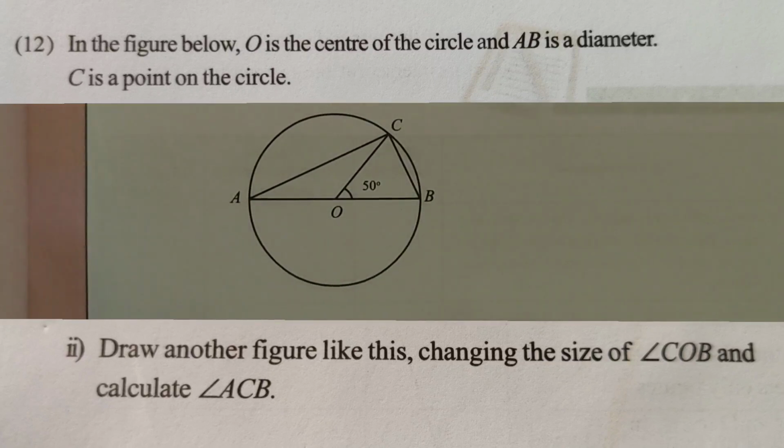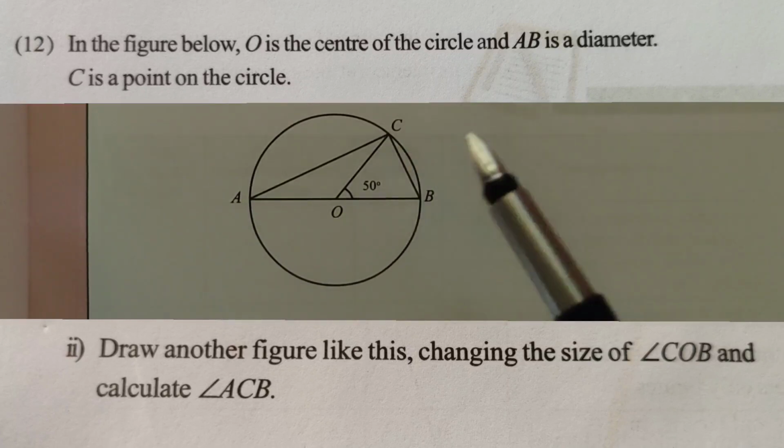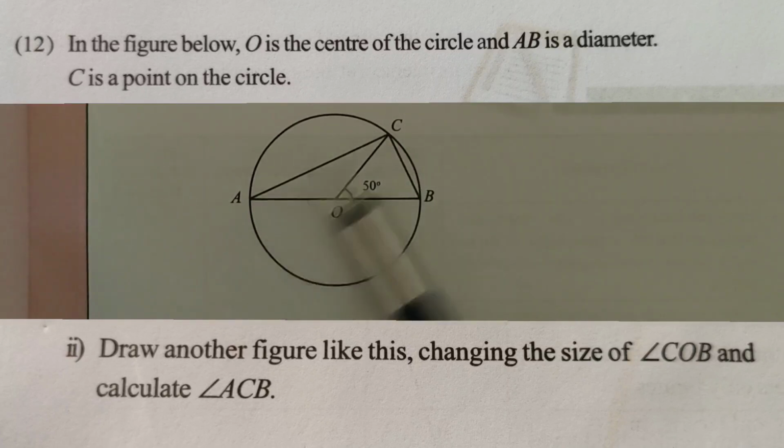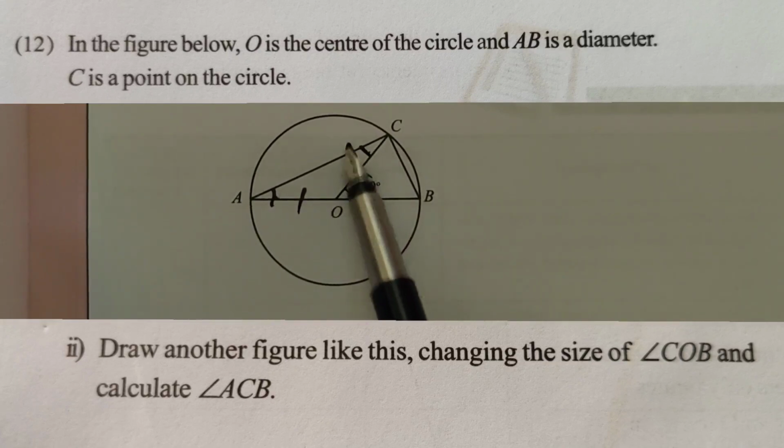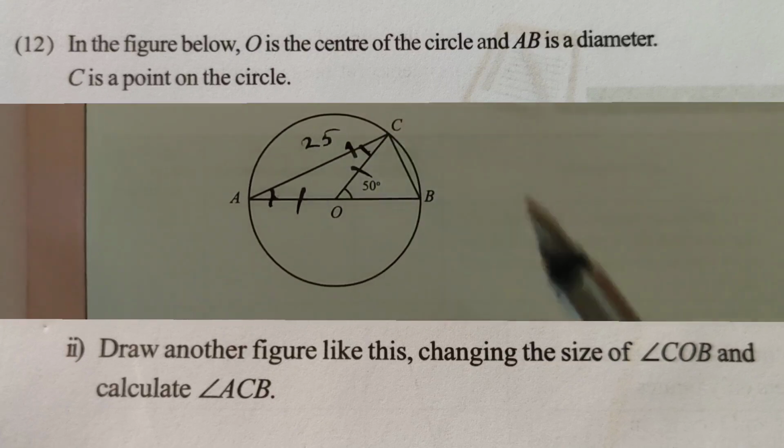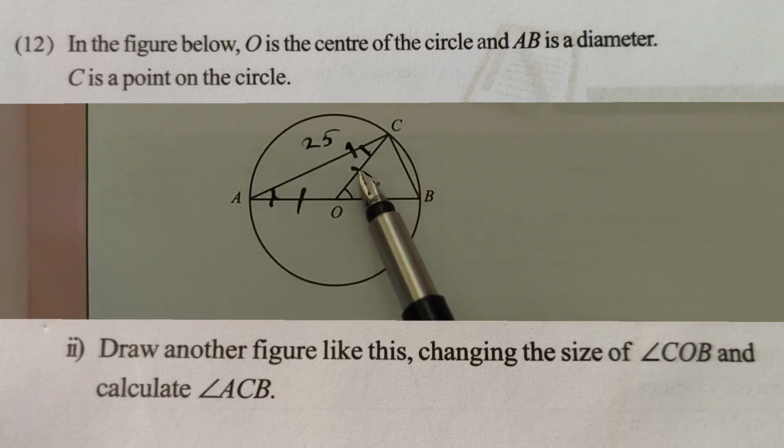Next figure. In the figure below, O is a center of circle and AB is a diameter, C is a point on a circle. Now this triangle, you can see this triangle. Similarly, these two, in the previous problem we can see these two angles are equal and these sides are equal. Isosceles triangle. Therefore 50, sum of these two angles are 50. Then each angle is 25.